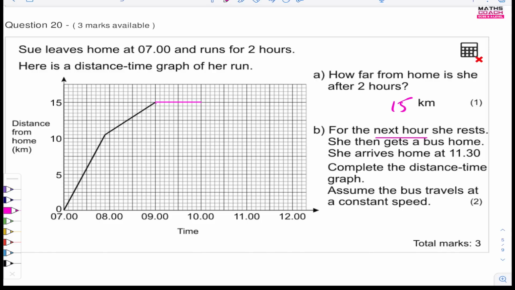There you go. All right, now, then she gets a bus. So after resting for 1 hour, which is done now, so it's 10 o'clock. As you can see, it's 10 o'clock. She gets a bus home and she arrives home, which is going to be where? Home is going to be down here again because it's back to base, back to being 0. All right, so that's going to be at 11:30. So 11:30 is right there, so we can draw a line right there, and there she is, home. So I've completed my distance time graph, assuming that the bus is traveling at a constant speed, which means that this line can be straight like that.